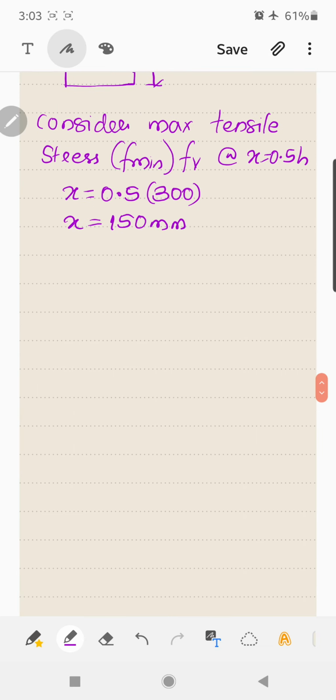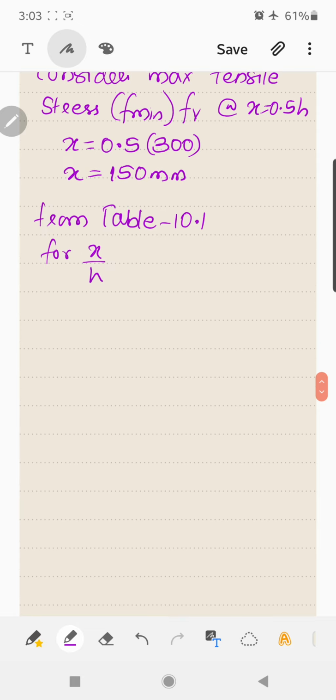So values are from Table 10.1 of Magnel's. This 10.1 is the reference of the textbook, N. Krishnaraju. For x by h equal to 0.5, the K1 value is -5, K2 value is +2, K3 value is 1.25.